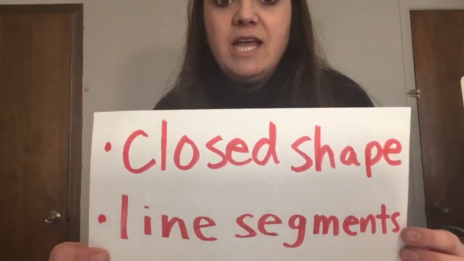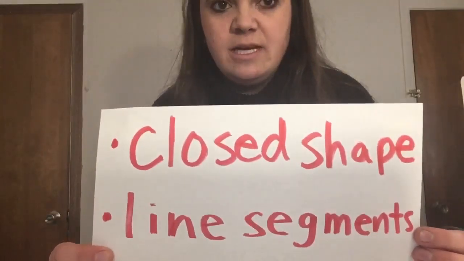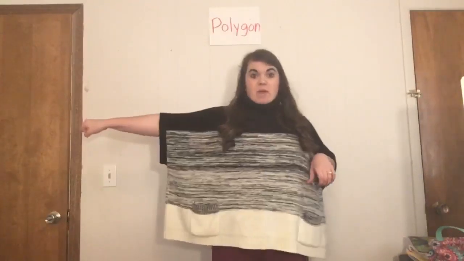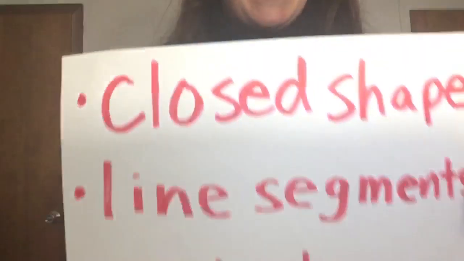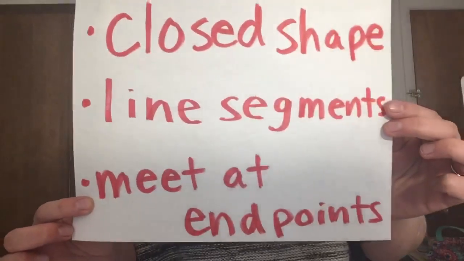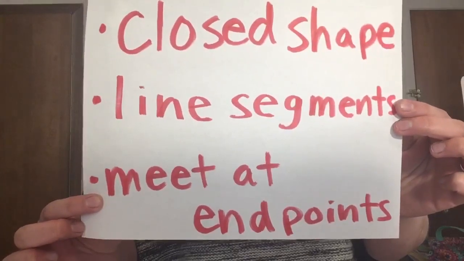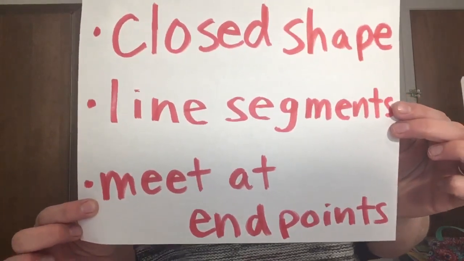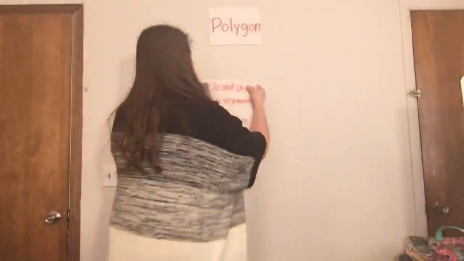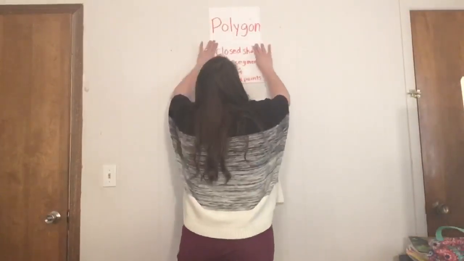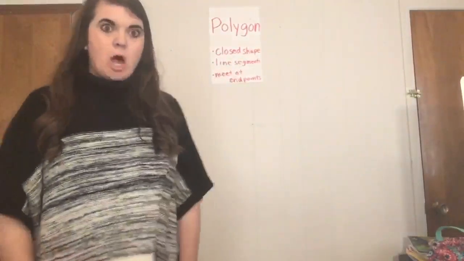A polygon has line segments, okay? We talked about line segments, where there's a point on one side and a point on the other side. There's two endpoints. It's a line segment. It's just a chunk of that line. And the last thing is that they meet at endpoints. So it makes that closed shape and it meets from one endpoint to the other endpoint, okay? So that is our polygon. Those are the things that help describe our polygon.